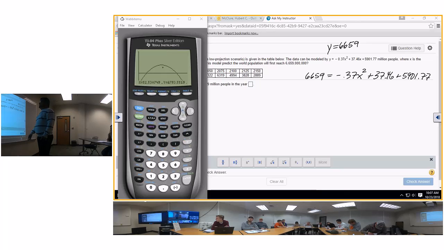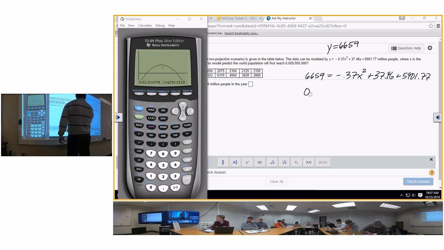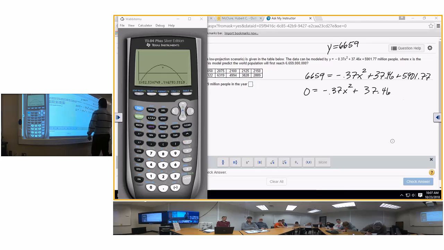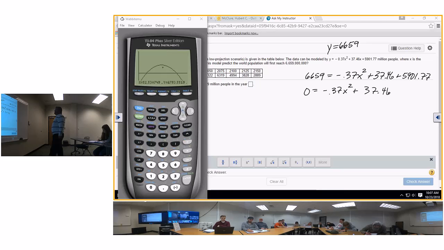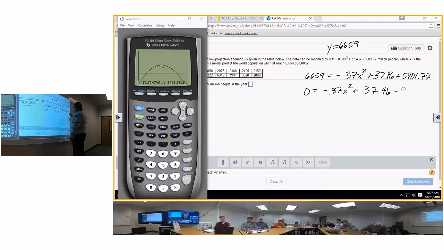Well, this is going to be a cluster. So let's see what happens. 0 is equal to negative 0.37 x squared plus 37.46. Somebody take 5901.77 and minus 66.59. What do you get? It's going to be negative. 5901.77 minus 66.59. Okay, negative 5,857.23? Did everybody get that?